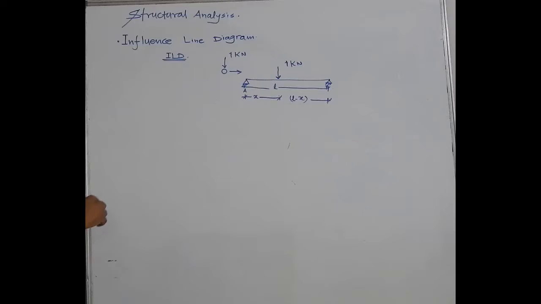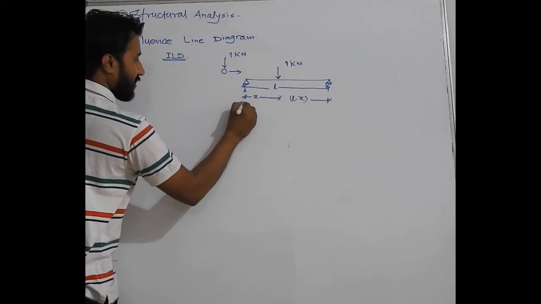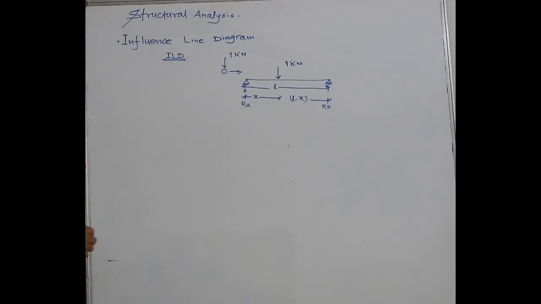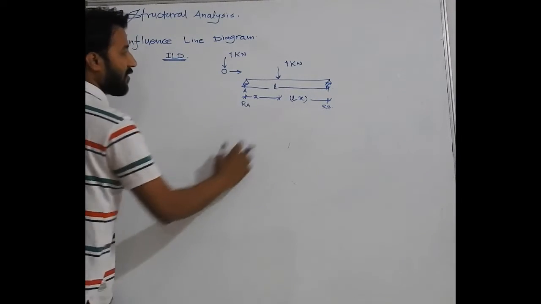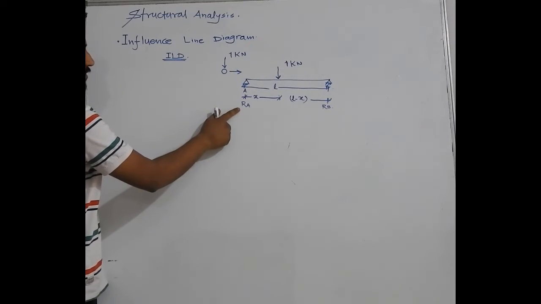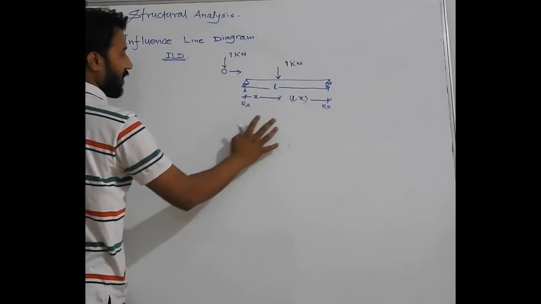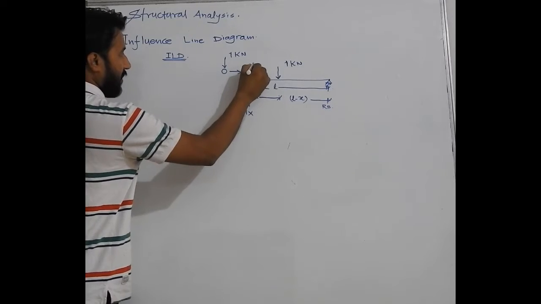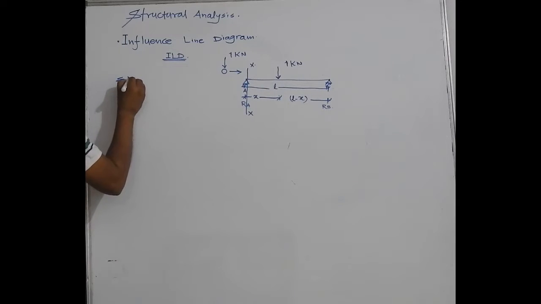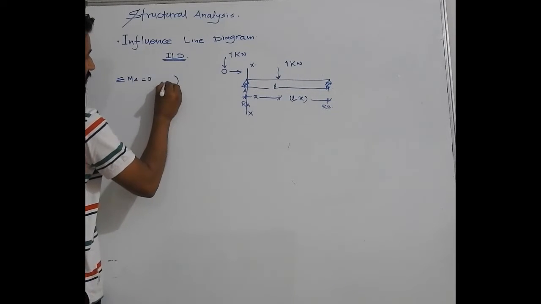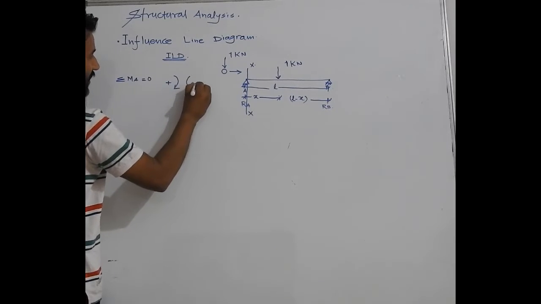Now we know that at A there will be reaction RA, and at B there will be reaction RB. Now this RA and RB we have to determine. First we will calculate RB. So to calculate RB, we will take the section about A, so we will take summation MA is equal to 0. We will take all the moments about A. We know that clockwise is positive and anti-clockwise we take as negative.